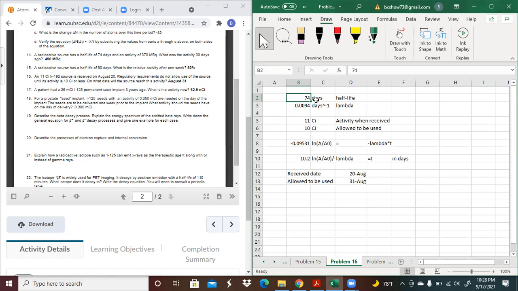So let's take a look here. The half-life here is 74 days. Again, finding lambda. You can see here basically natural log of 2 divided by that value is what gives you lambda. We know the activity when we received it. We know the activity when it is to be used is this. So what we're going to do is use good old activity formula here.